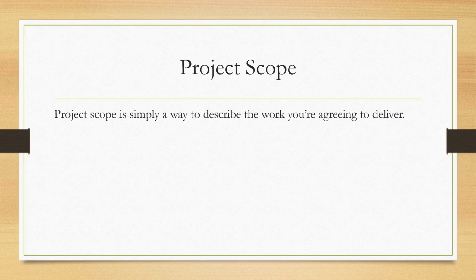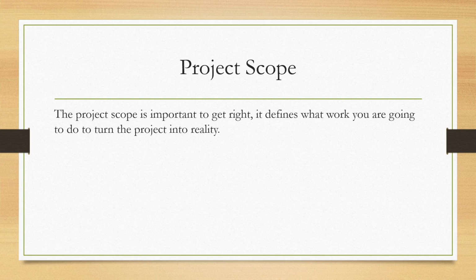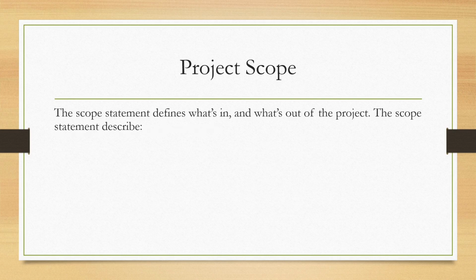So the project scope is simply a way to describe the work that you are agreeing to deliver. Okay? It's important to get your scope right. It defines what you're going to do to turn the project into a reality. The scope statement defines what's in and what's out of the project. So the scope statement says what is being delivered or what is in scope. What is the tangible thing that you are presenting at the end and what things are going to be in it?